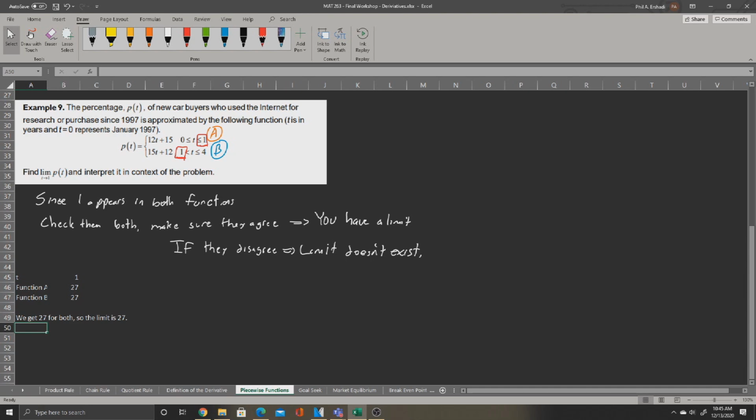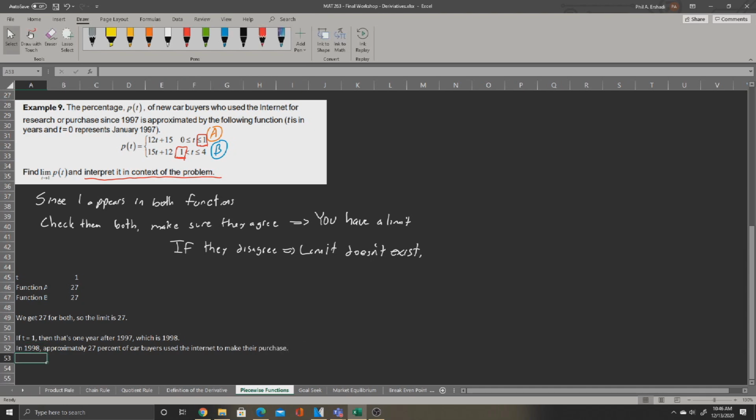Now for everybody's favorite part, interpreting in context of the problem. So for this, we need to take a moment and reread the problem. It says that we are modeling the percentage of car buyers who used the internet in years since 1997. So let's remind ourselves that if t equals 1, then that's 1 year after 1997, which is 1998. So we can say in 1998, approximately 27% of car buyers used the internet to make their purchase.